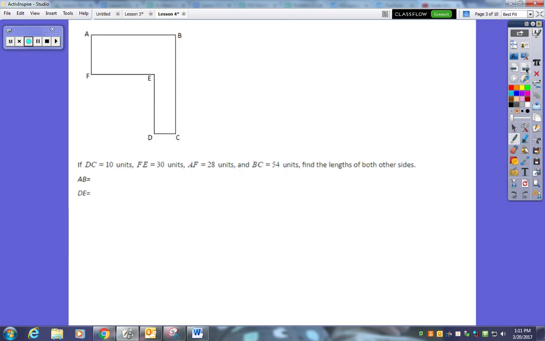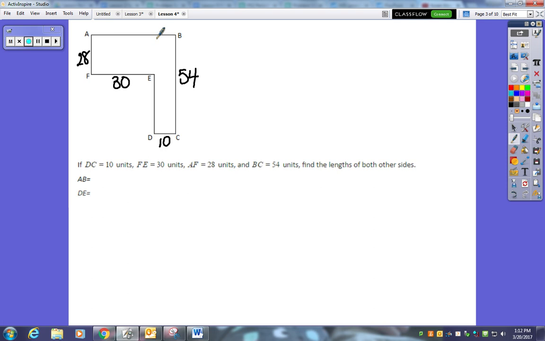The next one is a similar example. This time it's telling us different numbers for different side lengths, so be careful. DC here is 10. FE is 30. AF is 28. And BC is 54. Now they want us to find AB and DE. So it's kind of the opposite of what we just did before.